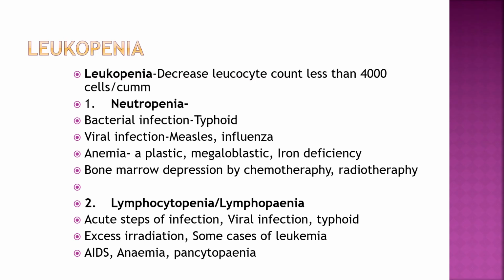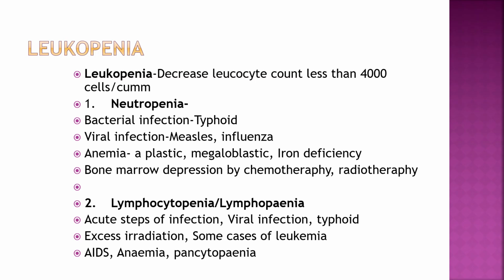Then lymphopenia is when there are less than 20% lymphocytes in the peripheral blood smear. So it can be because of acute infection or viral infection, typhoid, or excess irradiation, or some cases of leukemia, AIDS, anemia, pancytopenia. So these are the conditions where you can see lymphopenia.